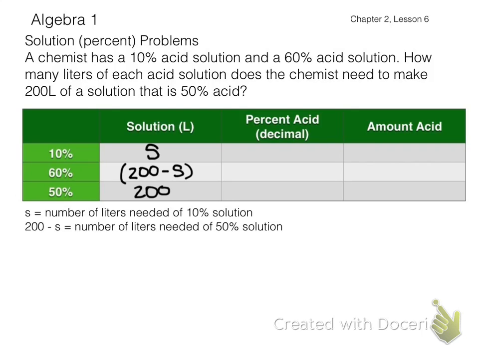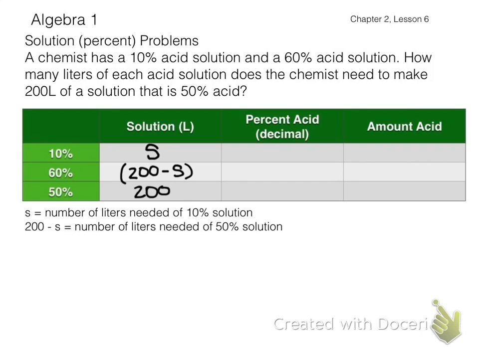Okay, so this is a solution percent problem. A chemist has a 10% acid solution and a 60% acid solution. How many liters of each acid solution does the chemist need to make 200 liters of a solution that is 50% acid? So let's go ahead and start filling information into your chart. And again, some of you might not need this chart. I personally need this chart. I make the chart every time I'm doing these problems. It helps me organize my thoughts. You don't have to, but if you're having trouble with these problems, I highly recommend making the charts.